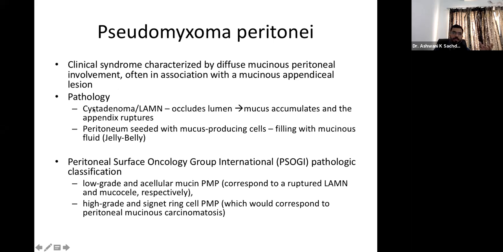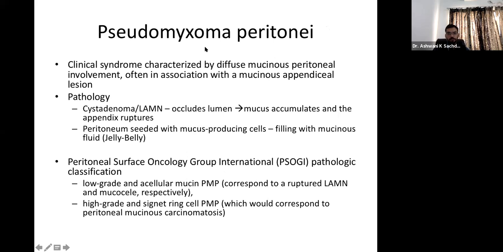So the pathology is like this: if a cystadenoma or low-grade appendiceal mucinous neoplasm develops, it occludes the lumen of the appendix, and mucin accumulates in the appendiceal lumen and forms a mucocele initially, and then it ruptures. After rupturing, the peritoneum is seeded with mucus-producing cells, filling the peritoneal cavity with mucinous fluid, also known as jelly belly.